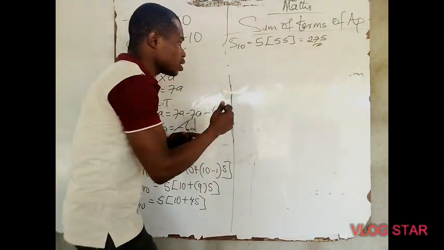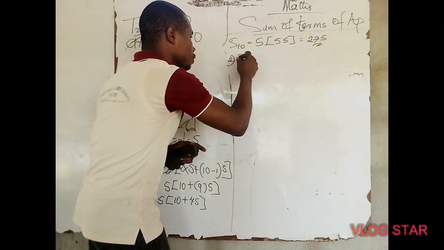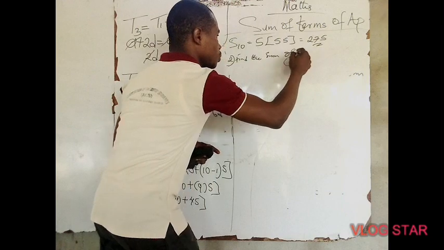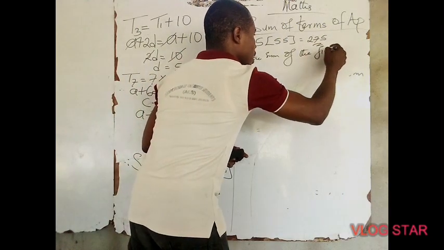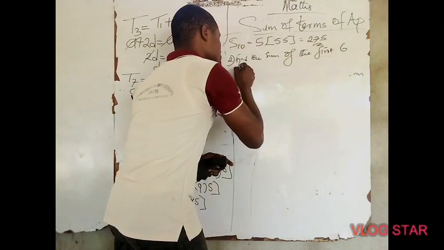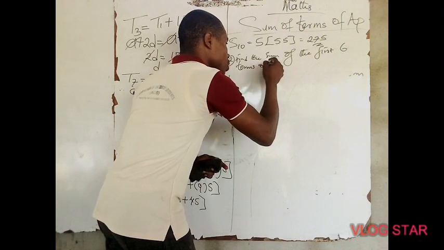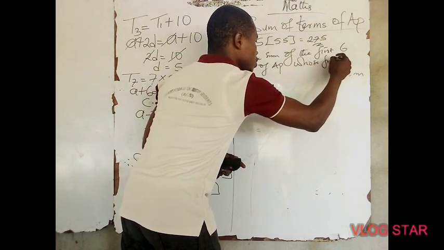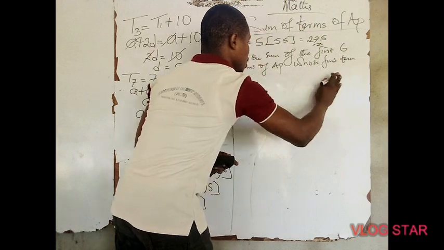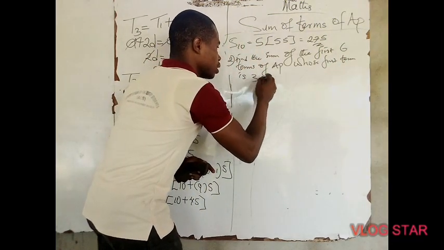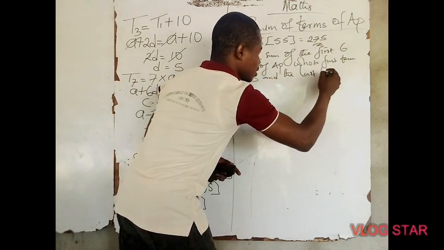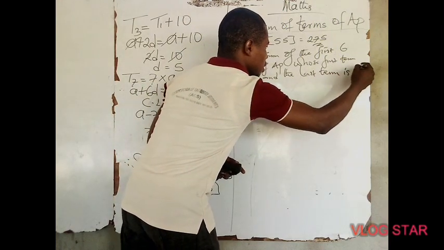Now, what if the question is being given to you in this very form? Find the sum of the first 6 terms of an AP whose first term is 3 and the last term is 16.